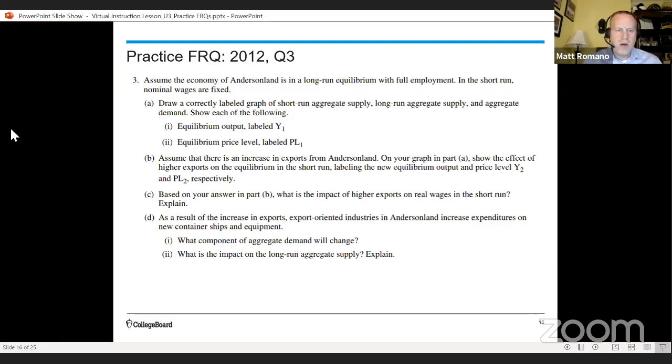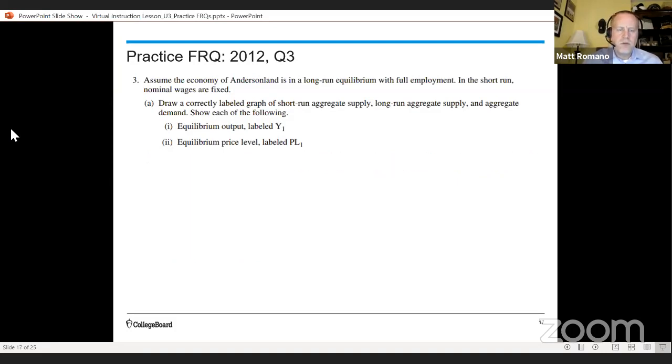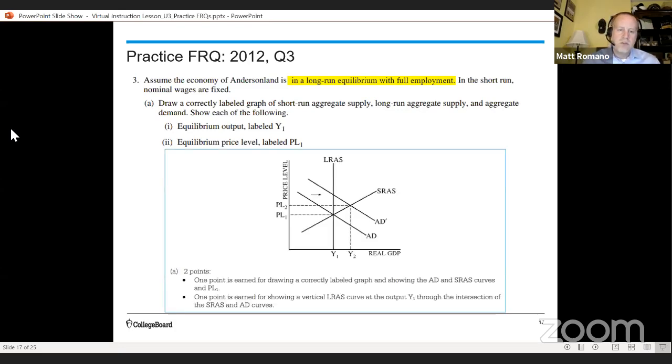All right, let's talk about part A. Draw a correctly labeled graph of the short run aggregate supply, long run aggregate supply, and aggregate demand. Show each of the following: equilibrium output, Y1, equilibrium price level, PL1. Once again, when we're drawing this and we're including LRAS, we need to know how does output compare to full employment. There it is. It's right there in the question. We're in a long run equilibrium with full employment. They basically told you twice what it's supposed to look like.